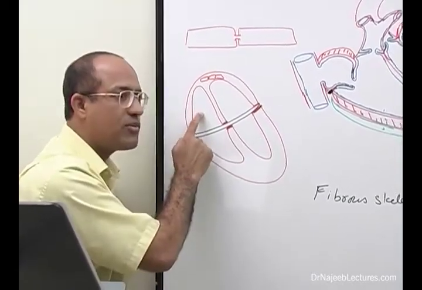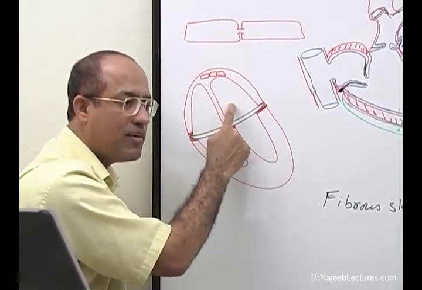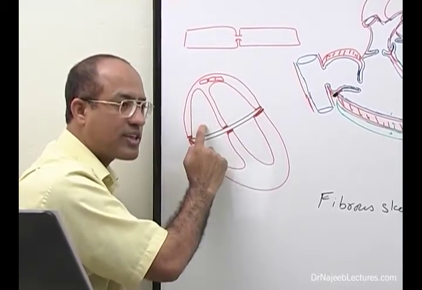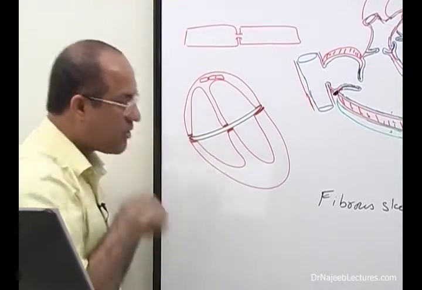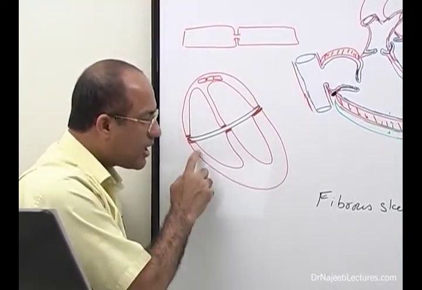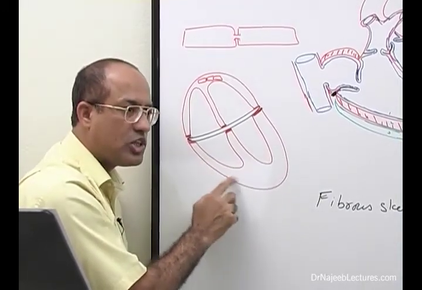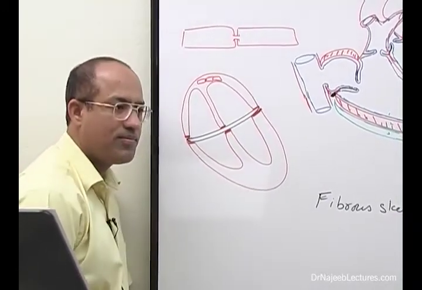The electrical rhythm of the right atrium will be the same as the electrical rhythm of the left atrium, because electrically the right and left atria are connected with each other. In the same way, when you come down, all the myocardial cells of the right ventricle and left ventricle are electrically connected with each other through the gap junctions.